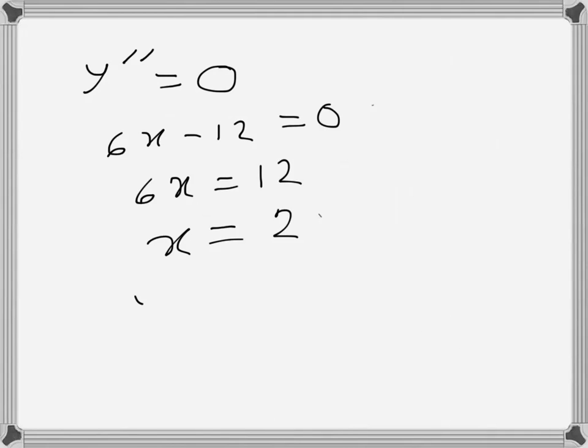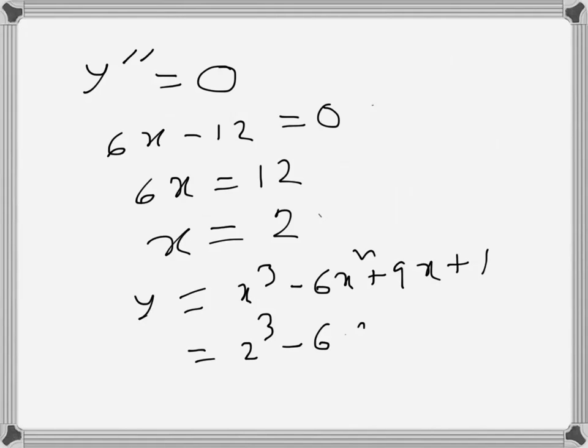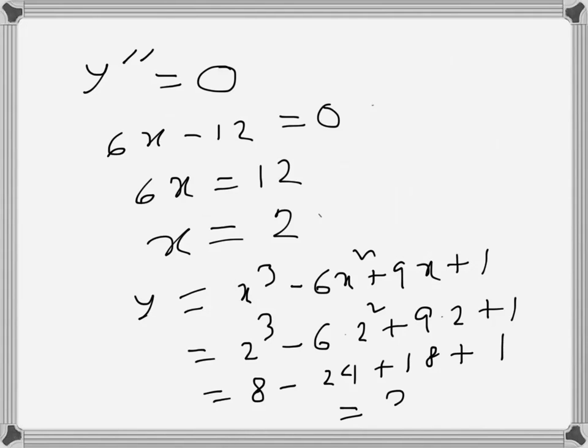So y will be x cubed minus 6x squared plus 9x plus 1, so 2 cubed minus 6 times 2 squared plus 9 times 2 plus 1, which is 8 minus 24 plus 18 plus 1, and that gives 3. So the point of inflection is (2, 3). So we know several things now. We know enough to be able to plot the graph.